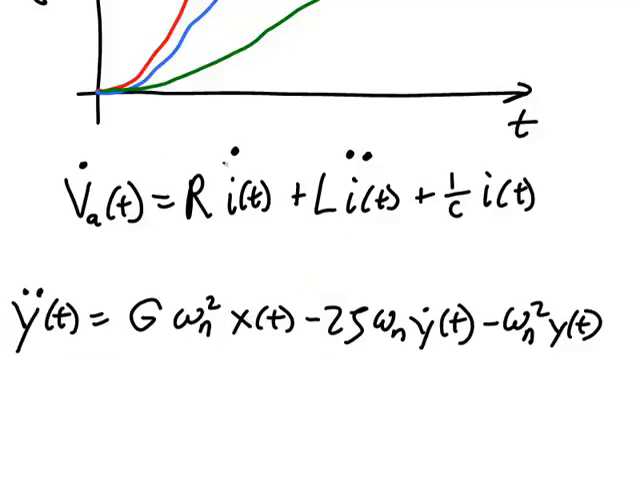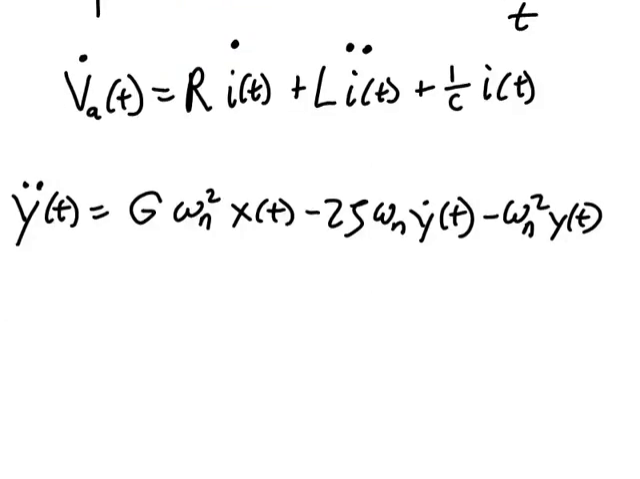Let's rearrange our equation to try and get it to look like this standard equation. The first thing I'm going to do is get I double dot of t alone on the left-hand side of the equation. That's because in our general equation, y is the output. In our equation, I is the output. So in order to compare these two equations, I'm going to get I double dot by itself on the left-hand side of the equation.